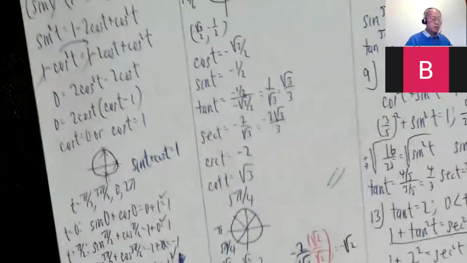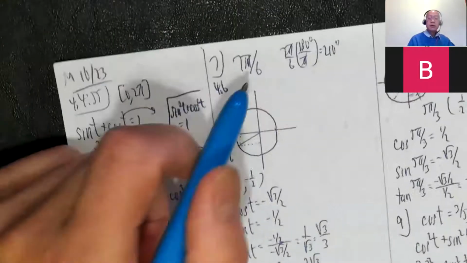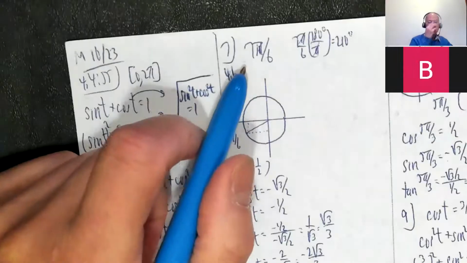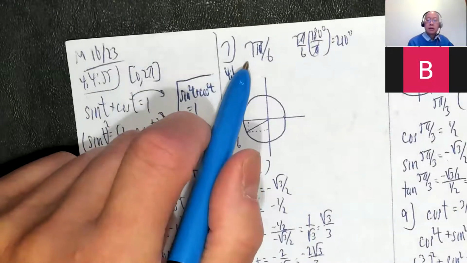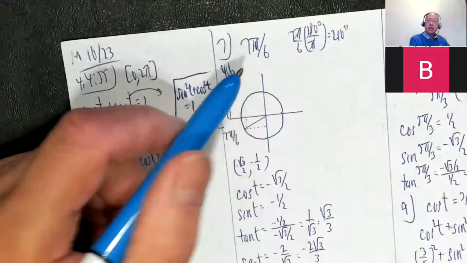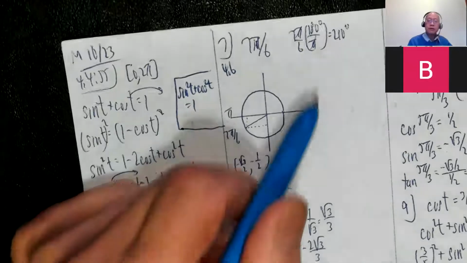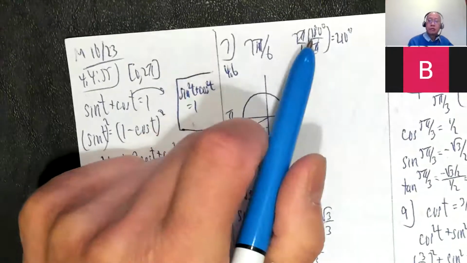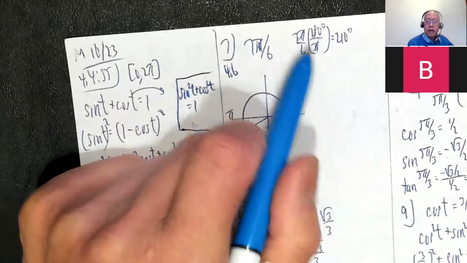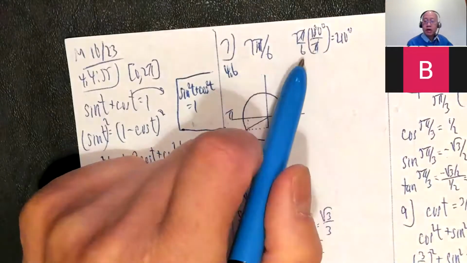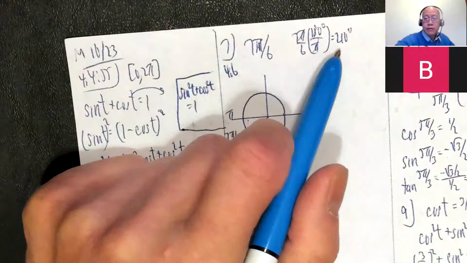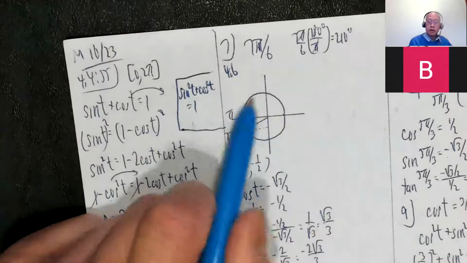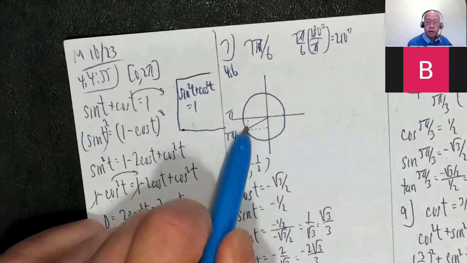So number 7, 7 pi over 6. Remember, when you have radians, you can always change it to degrees if it makes you more comfortable. So here I multiply by 180 over pi. Pi cancels out. 180 divided by 6 is 30. 30 times 7 is 210. So 210 degrees, that's right over here. Third quadrant.